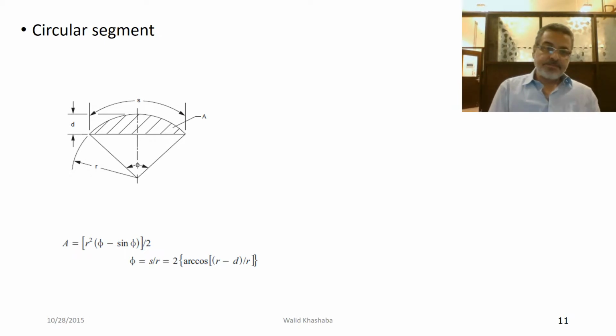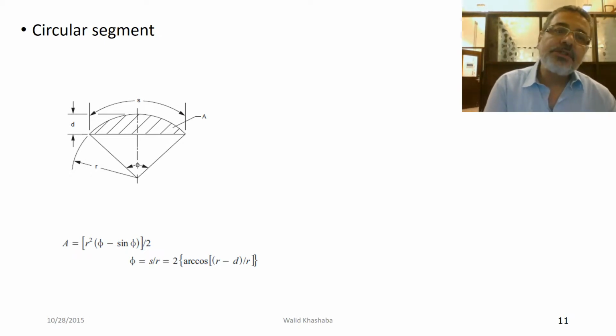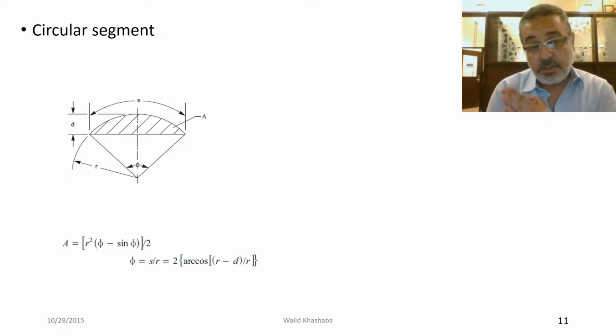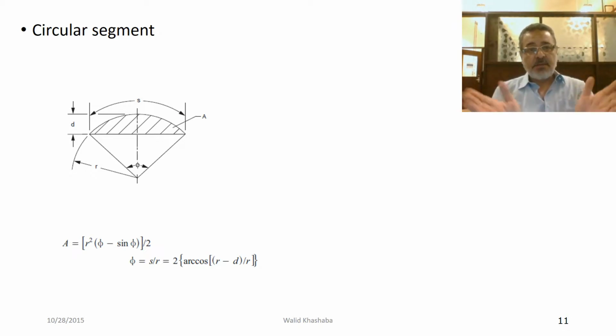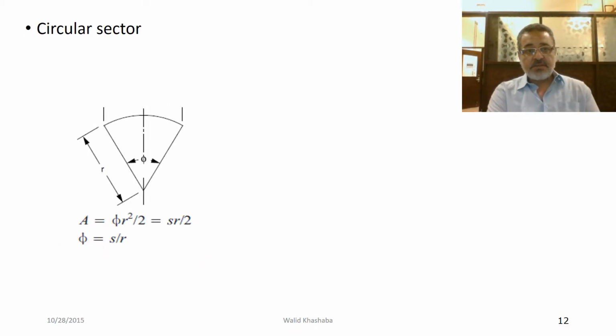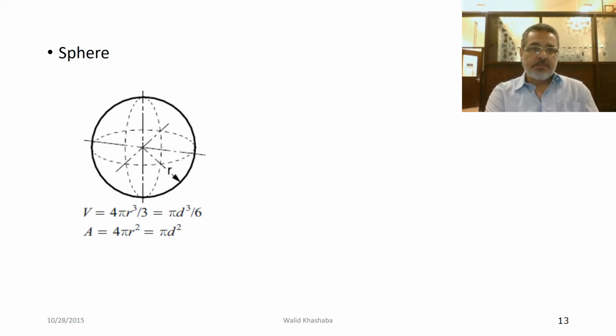All I want to study with you is to distinguish between circular segment and circular sector. This is the segment. The segment, as you can see, is a part of the sector, but the sector is this one. This is the whole circular sector, the whole area, the whole slice. Well, the sphere as well. We have the volume and the area of the sphere.